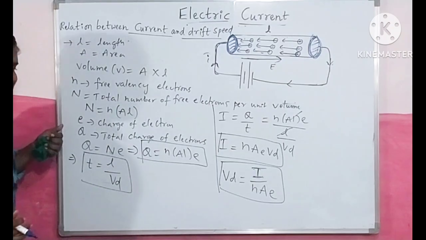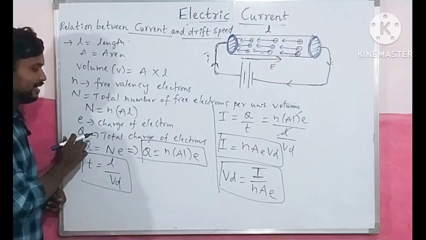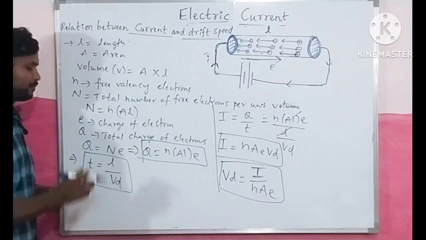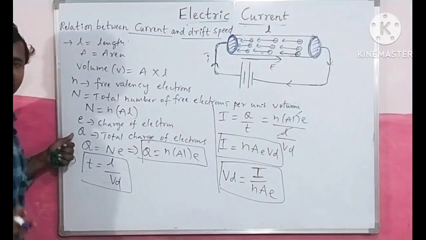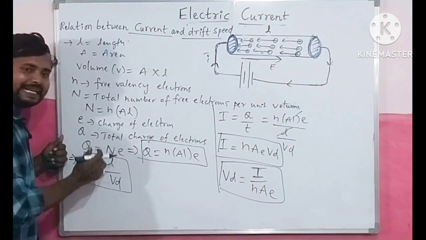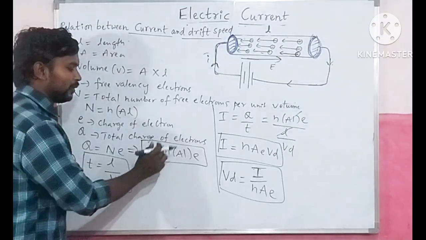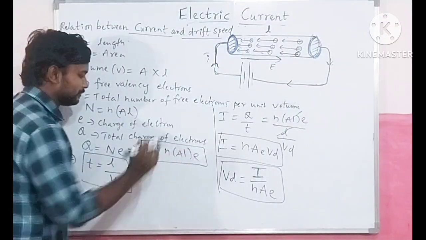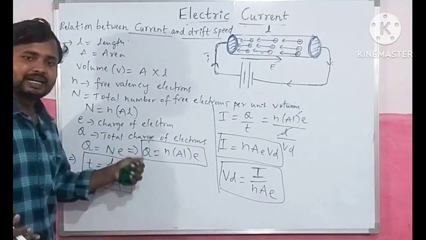Next, e is the charge of an electron, and capital Q is the total charge of the electrons. So capital Q equals N into e, that is, Q equals n into A into L into e. That is the total charge of the electrons.